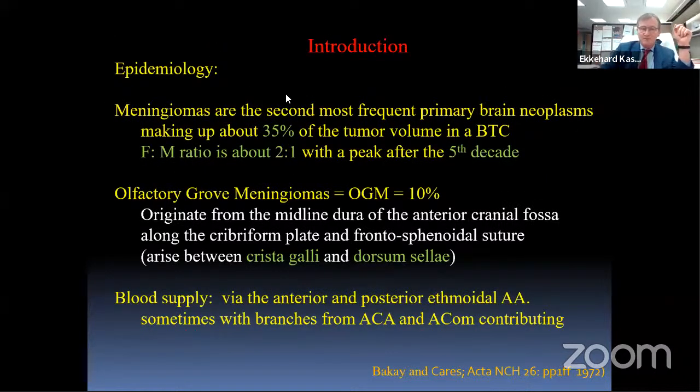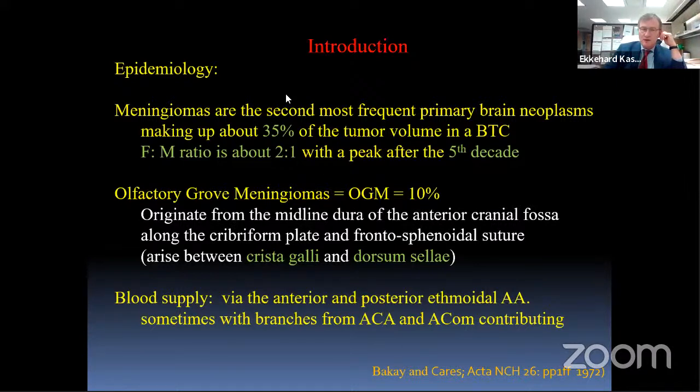To give you some background, meningiomas are the second most frequent primary brain neoplasms. They make about a third of tumor volume in unselected brain tumor clinics, with a ratio of 2:1 females to males. And most meningiomas show up in the second half of life, around the 5th decade, more so later. Amongst these, the olfactory groove meningiomas make up about 10%.